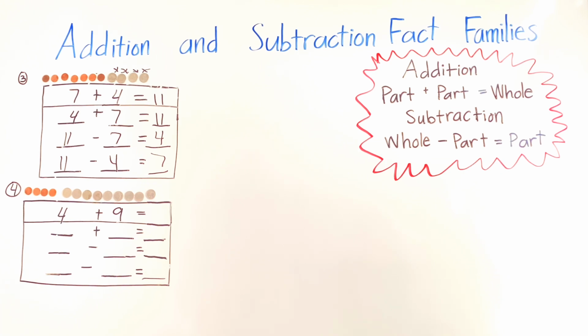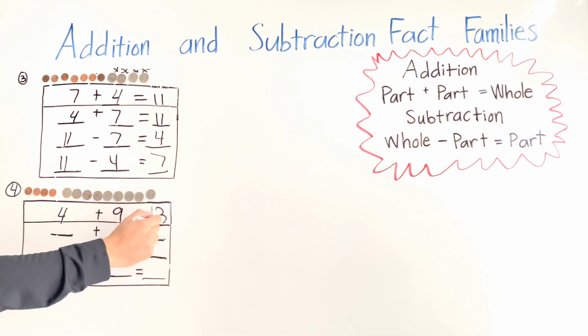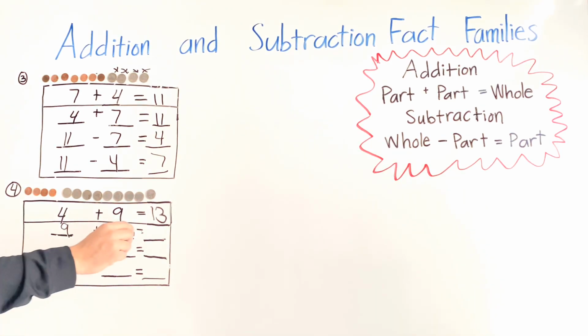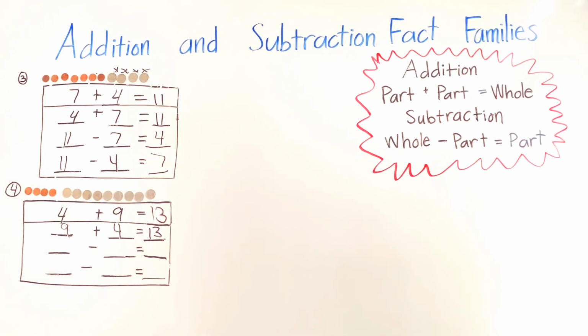For number 4, we have 4 plus 9. So we're just going to go ahead and count: 1, 2, 3, 4, 5, 6, 7, 8, 9, 10, 11, 12, 13. So 13 is going to be our whole, okay? And all we're going to do is switch our parts. So we have 4 plus 9, now we're going to do 9 plus 4. It's going to be the same thing, 13.